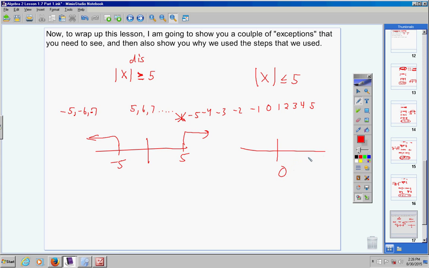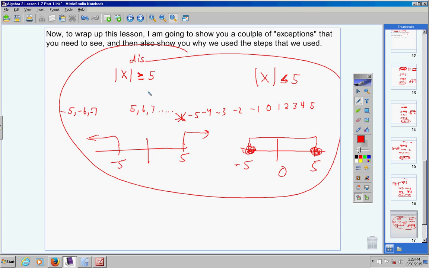Are you serious? That's a conjunction. Think about it. All the numbers between 5 and negative 5, that's a conjunction. So that's why when you're given a problem like this and it's pointing to the left, that's why you write it as a conjunction. Now, if you didn't get any of this, that's okay.